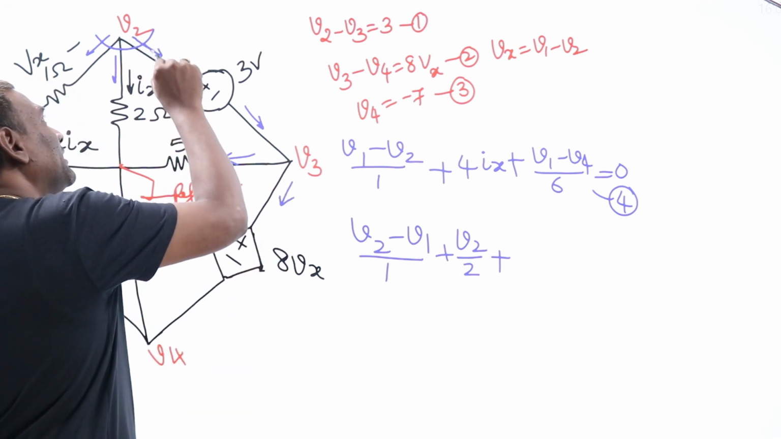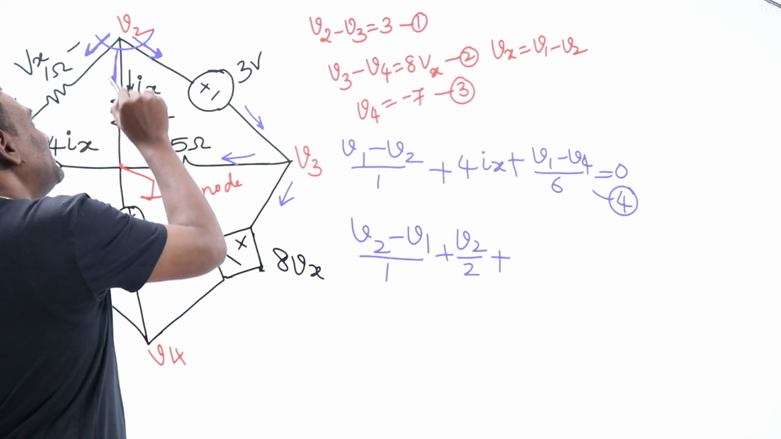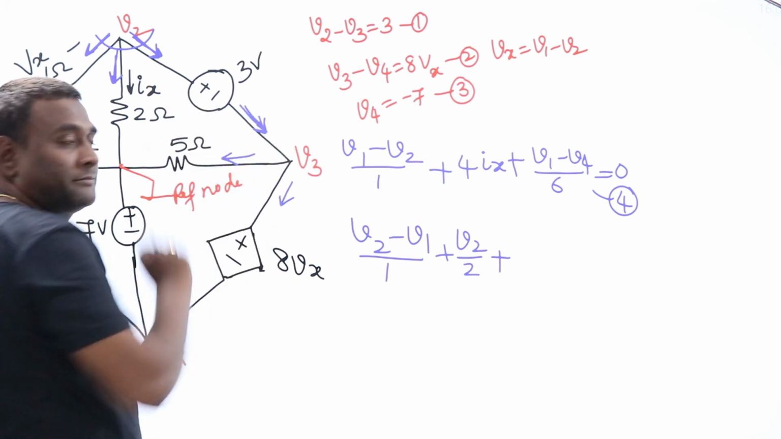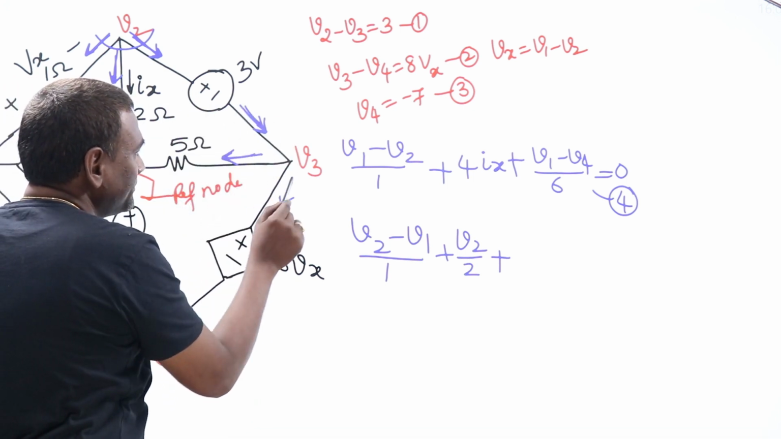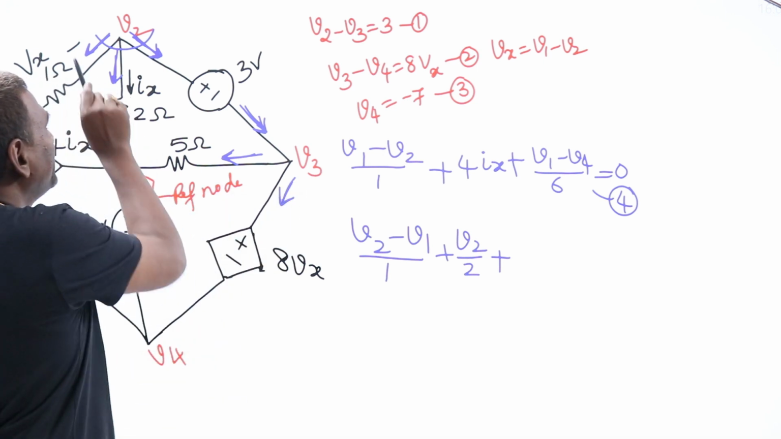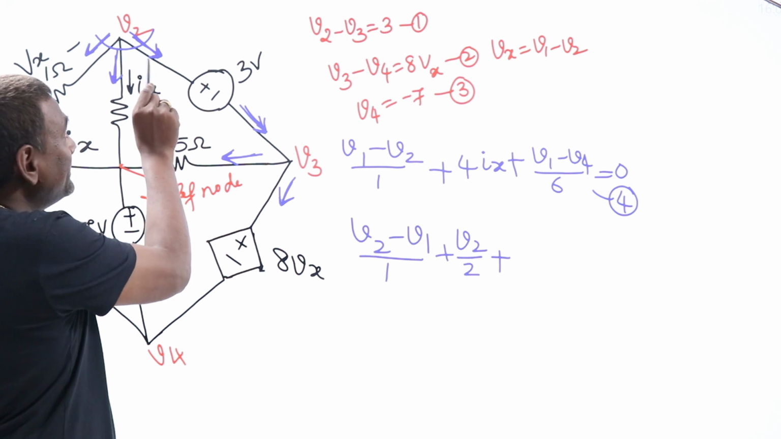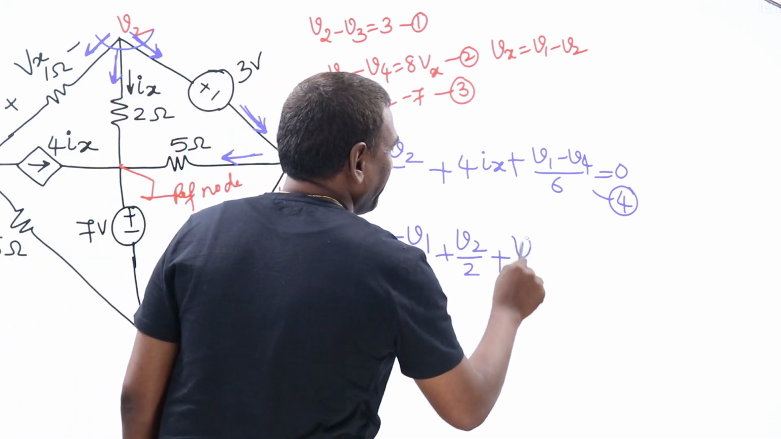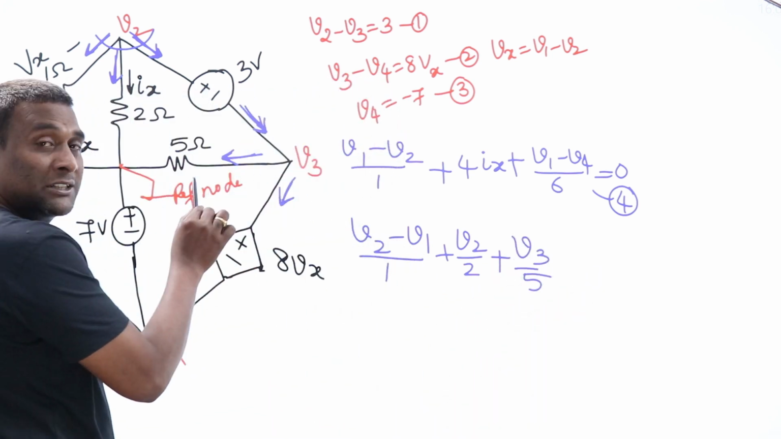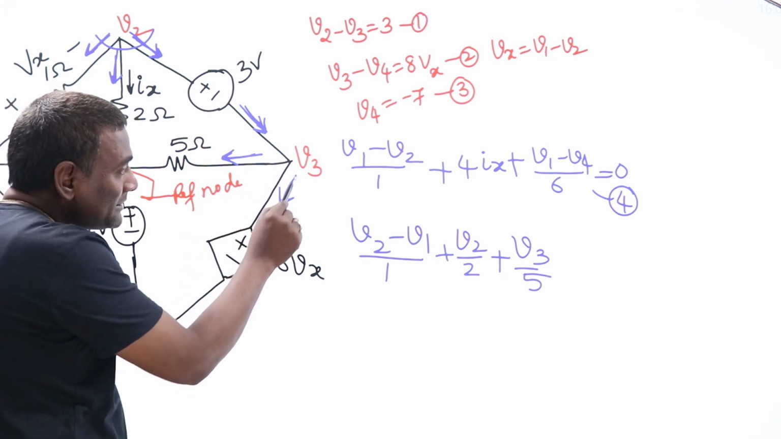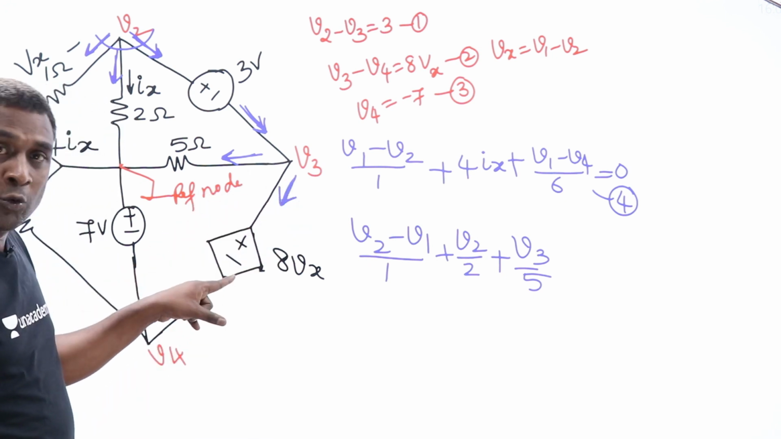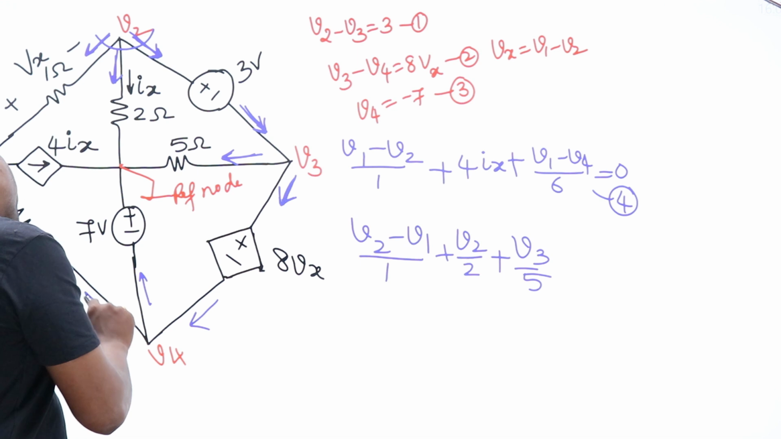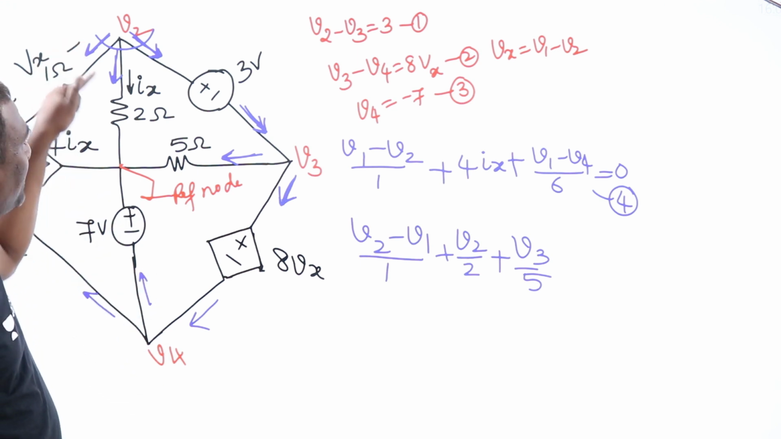See here, this leaving current plus this leaving current plus this leaving current should be 0. Now, this leaving current is nothing but this entering current, and this entering current is nothing but 2 leaving currents. So this is nothing but this plus this. How much is this current? V3 plus 5, after that plus this current. How much is this current? I don't know, because it's a voltage source. This current is nothing but this current. You understood, right?